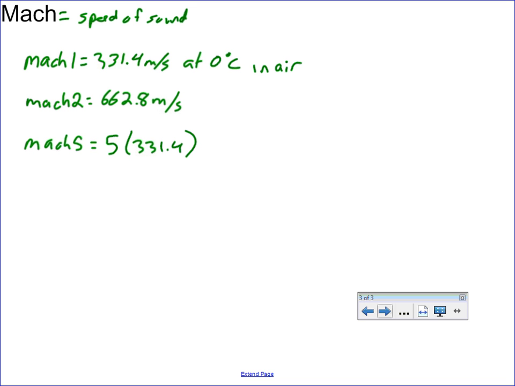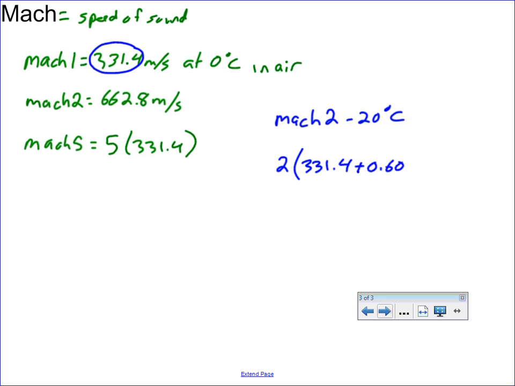Now, if you change the temperature, you change the speed of sound, then this base unit is going to be different. So Mach is going to be different. For example, if I asked you what's Mach 2 at 20 degrees Celsius, then you would say 2 times 331.4 plus 0.606 times 20. And that would give you Mach 2.